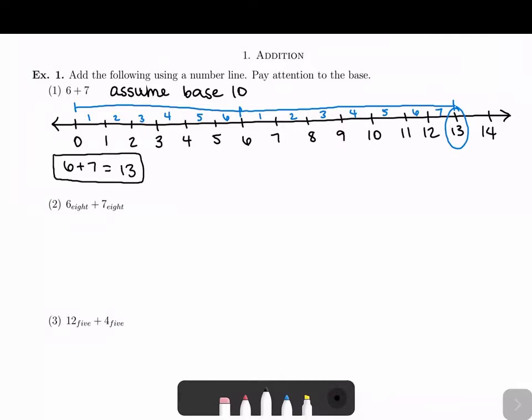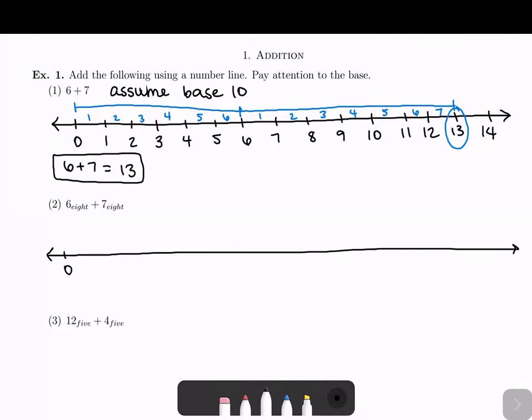We do this exact same process no matter what base we're in. So our next example is base 8. The thing that's going to change is how we draw our number line. So let me draw that. Again, I'm going to start at 0 every time. So 0, and then we're going to write down our digits.